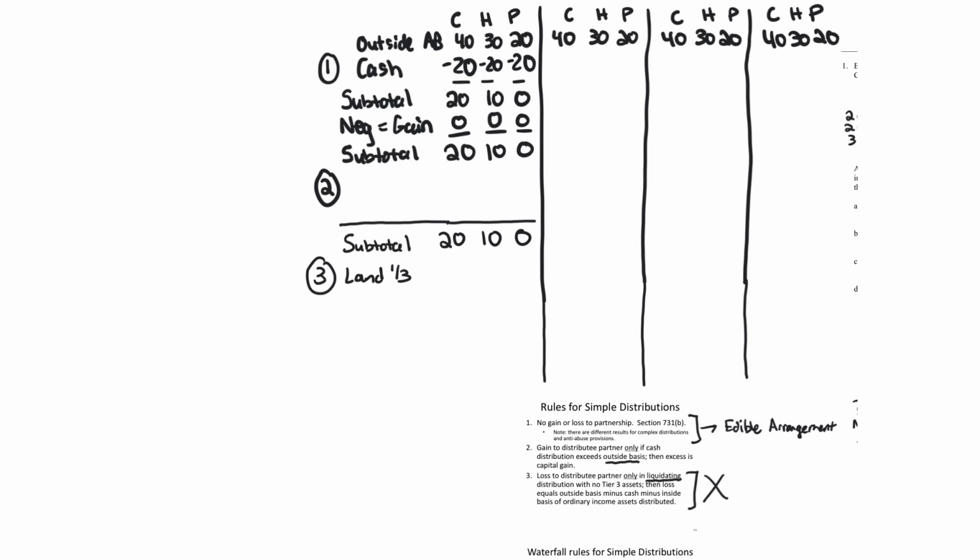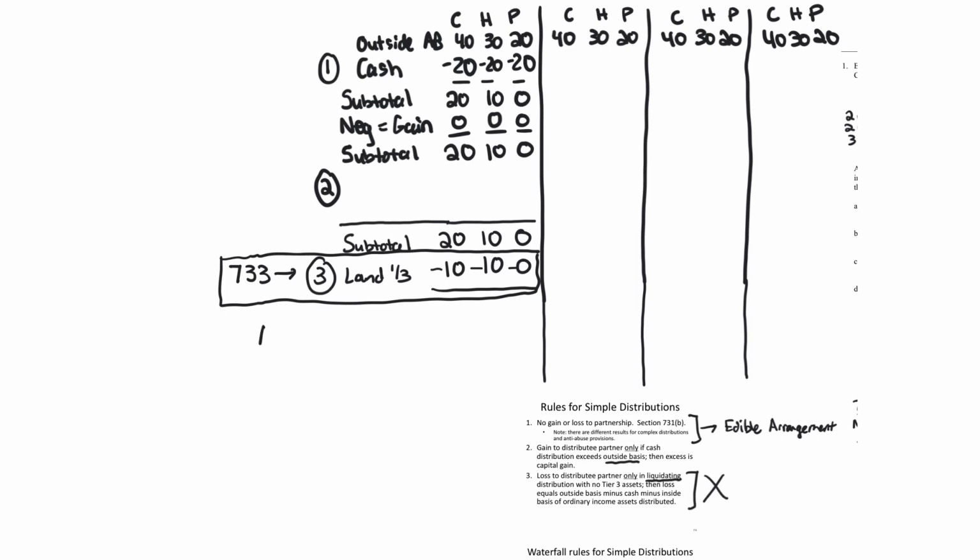So for C, it's the lesser of the partnership's inside basis of 10, because it's 1/3, or 20, so that's going to be 10. For H, it's the lesser of 10 or 10, which is, of course, 10. And then for P, pineapple, it's the lesser of 0 or 10, which is 0. So what we're doing here under 733 is determining the basis of the land. Now that also is going to reduce the basis left over, but that's the basis of the land. And that brings us down to the adjusted basis of the partnership interest left over.